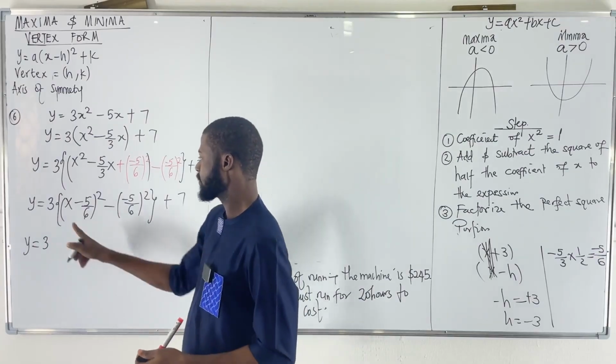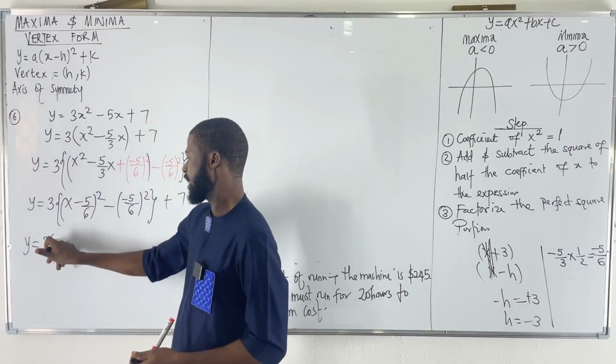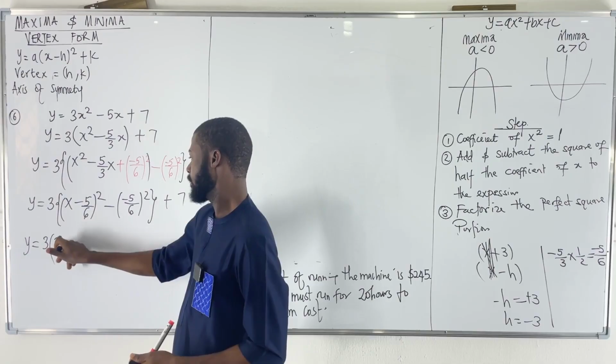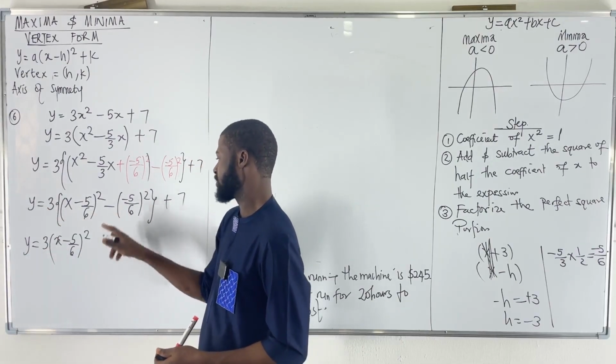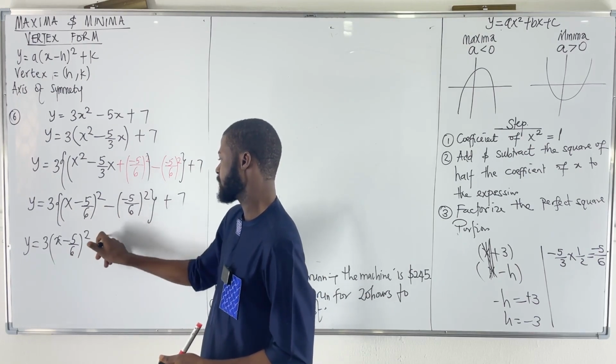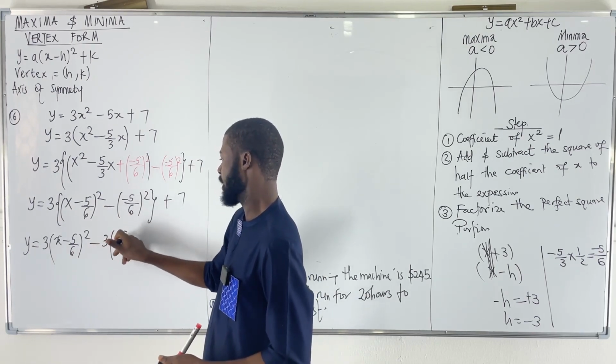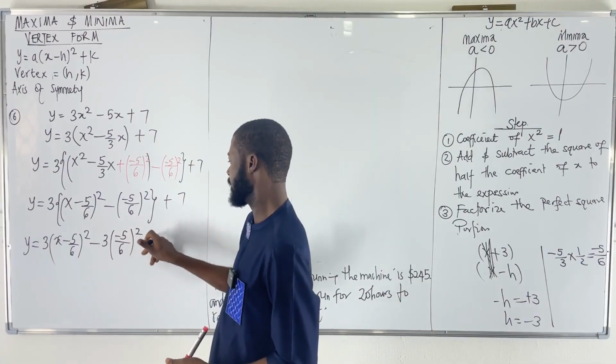So this is y equal to 3. Let me open up the bracket. So 3 will times this one. So that's x minus 5 over 6 all squared. Then 3 would also times this. There's a minus here. So that's minus 3 into minus 5 over 6 all squared, and then plus 7.